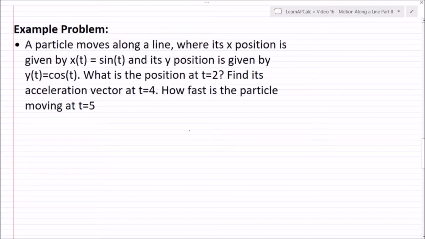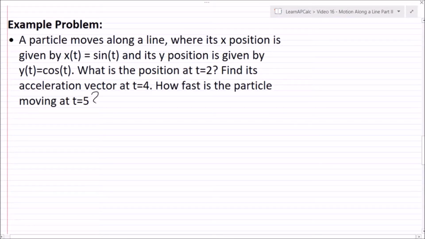Alright, so let's do a quick example problem. A particle moves along a line where its x position is given by x of t equals sine t, and its y position is given by y of t equals cosine t. What is the position at t equals 2? Find the acceleration vector at t equals 4, and how fast is the particle moving at t equals 5?